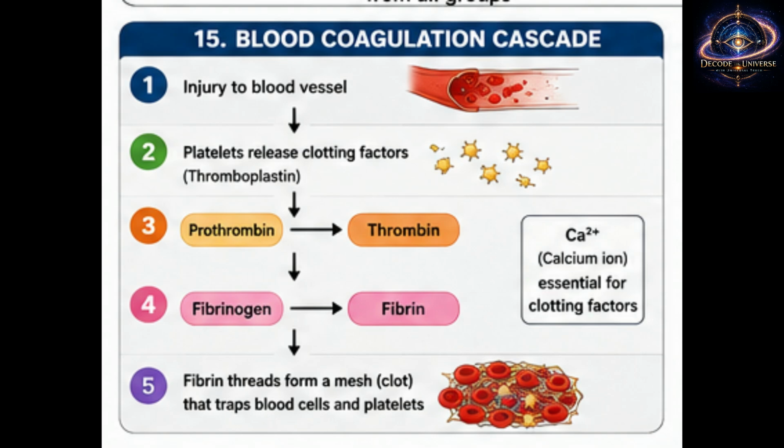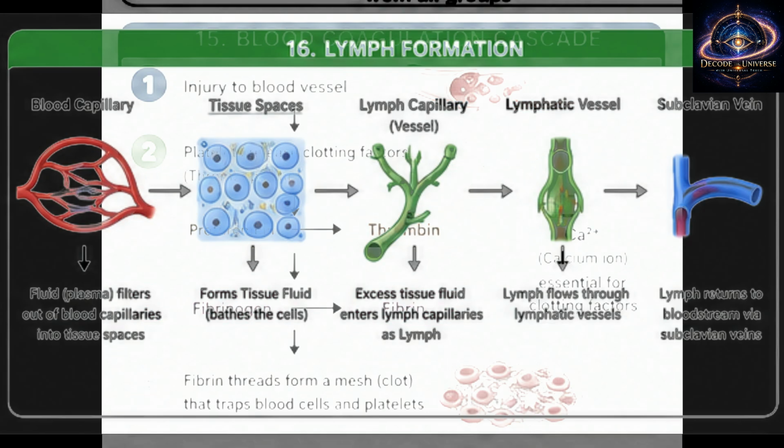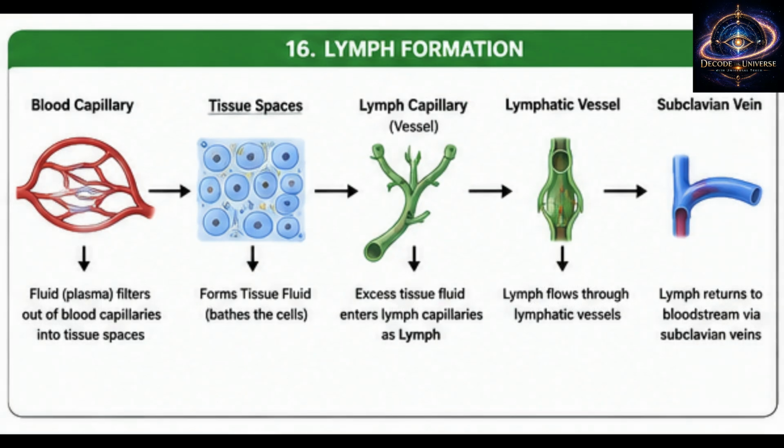15. Valves of the heart. Valves allow blood to flow only in one direction and prevent backflow. Important valves: tricuspid valve, between right atrium and right ventricle. Bicuspid or mitral valve, between left atrium and left ventricle. Semilunar valves, present at openings of pulmonary artery and aorta. Real-life example: valves are like one-way doors. They allow movement only in one direction.